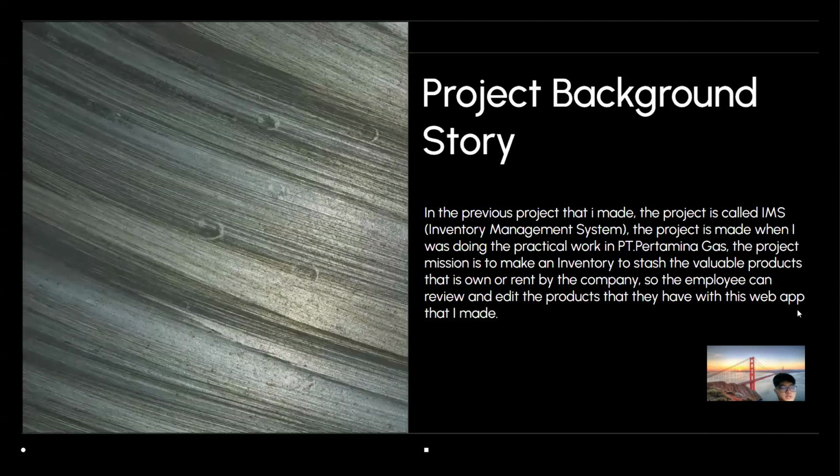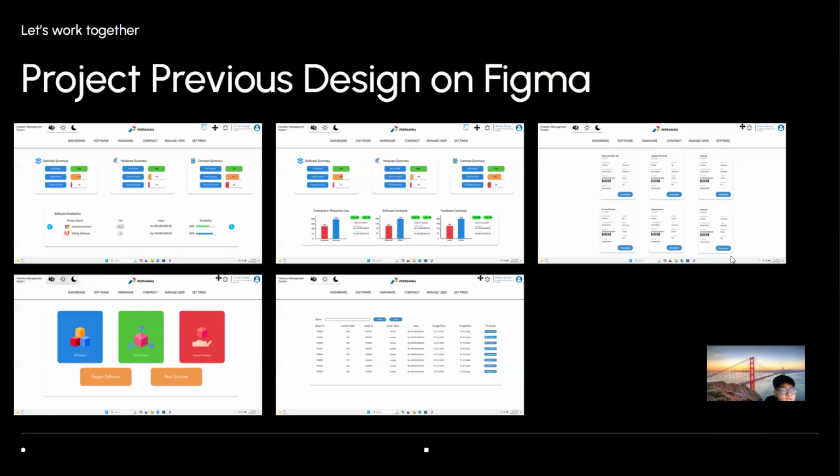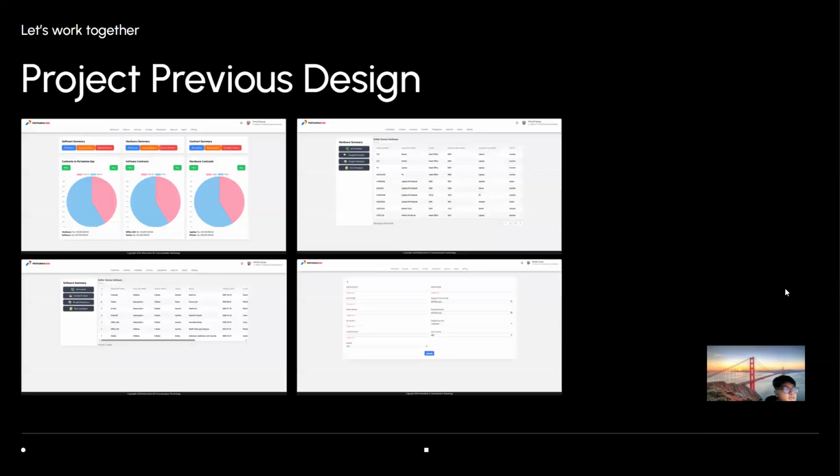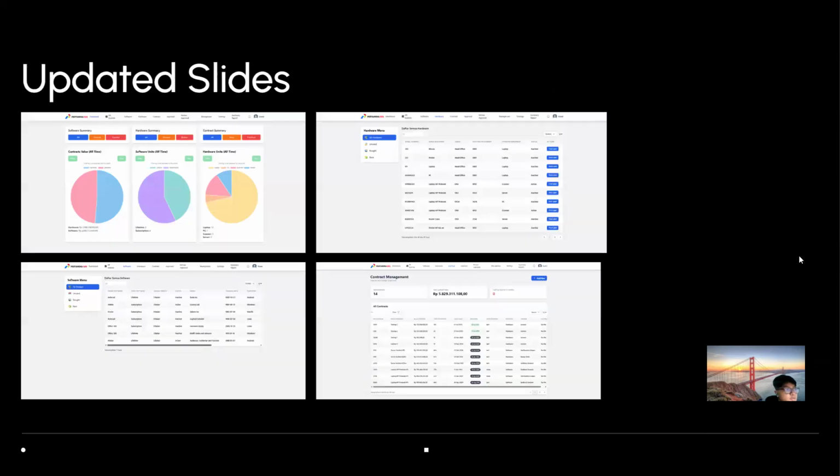So the project background is that I made a web application called the Ketentuan system, an internal application for PT Pertamina. The mission of this project is to make an inventory to track the available products that are owned or rented by the company. And this is the previous design in Figma. This is a hand sketch of it. Then this is the implementation before I updated my project, and this is the updated one.